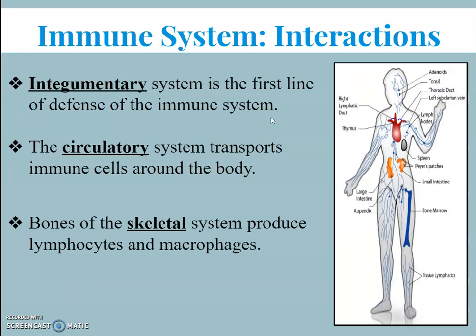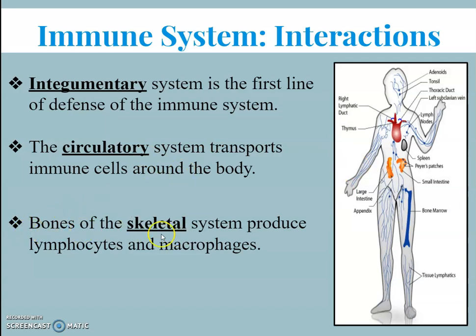So finally, what are the immune system's interactions with other organs? First, the immune system works with the integumentary system as the first line of defense so that we don't let the pathogen in. It interacts with the circulatory system to transport immune cells around the body, right? Our white blood cells are floating through our body to go to the site wherever the infection is.